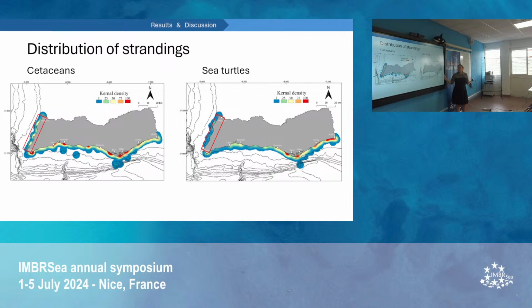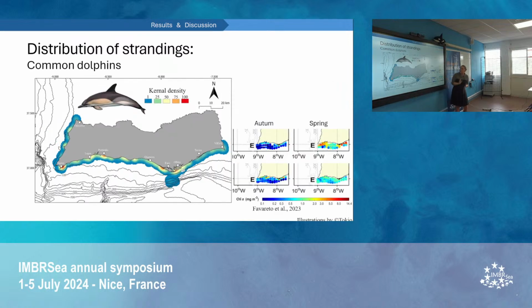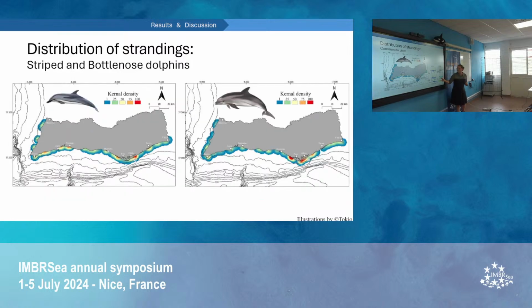To go further into detail, our common dolphins are stranding in 4 hotspots here along our coast, and this can be correlated with our high levels of chlorophyll, specifically in this study by Faravetto et al. 2023, where we see visually a correlation between our hotspots and our chlorophyll A.